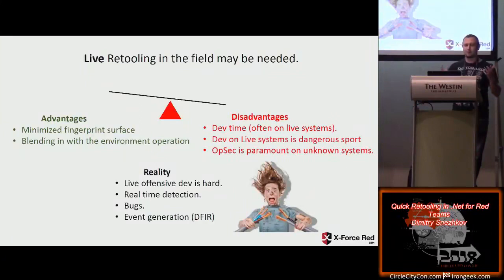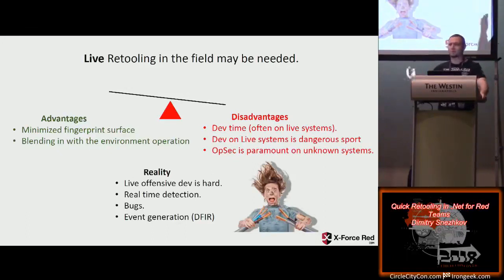But the problem becomes that it's live, right? Live retooling, when you code live on a system, has a bunch of advantages as we discussed. It's minimized fingerprinting, right? But it has disadvantages. First thing is dev time is very high, right? You're doing it on a live system, you have bugs, you will be able to reveal yourself right there. So your operational security is minimized. And so you also have to get to the point where you can actually code well on the system without being discovered.